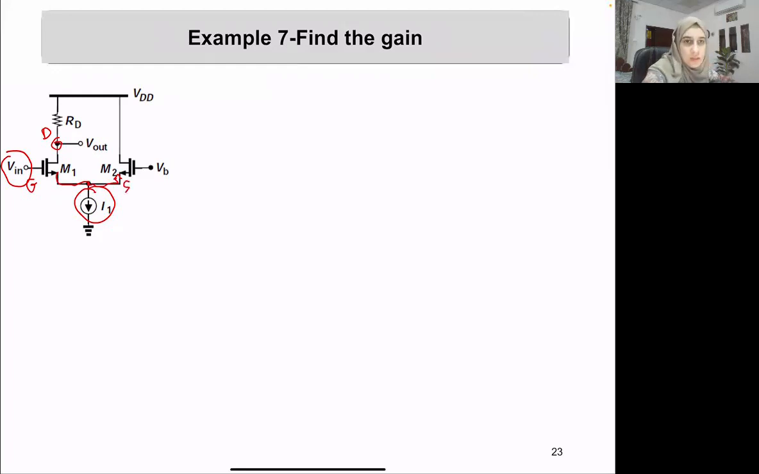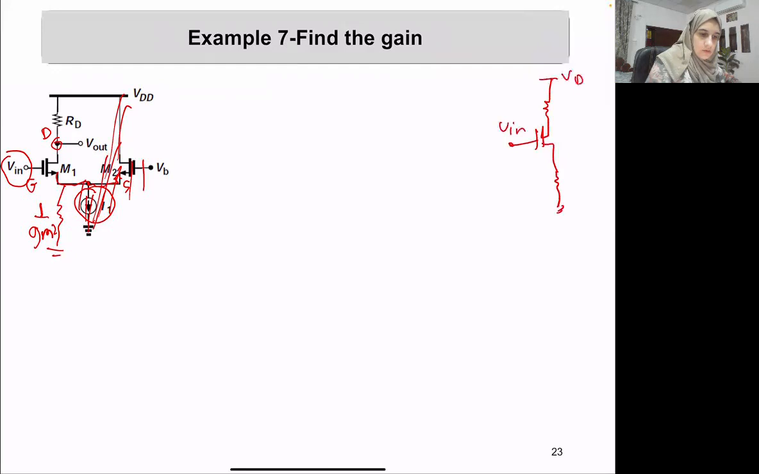So what do we see? We see 1 over GM2. So ignoring all this part, it can be replaced with a resistor that has a value of 1 over GM2. This simplifies our circuit. Vn, VDD, RD, and here 1 over GM2. This is M1. So it looks so clear now that it's a common source with degeneration.